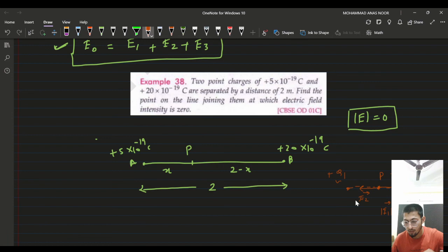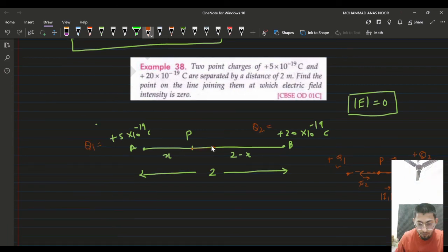Let us say this is Q1 and this is Q2. The electric field due to Q1 at this point would be radially outward. So this is E1. The electric field due to charge Q2 at this point would be E2. Now let us find the E1 vector and E2 vector. Because he is asking for the intensity, we can also find the magnitude.